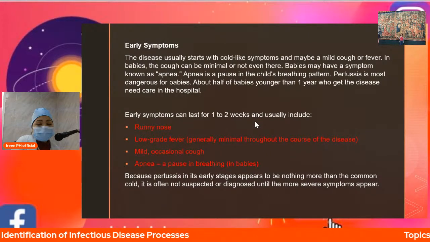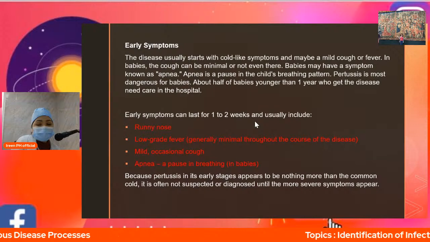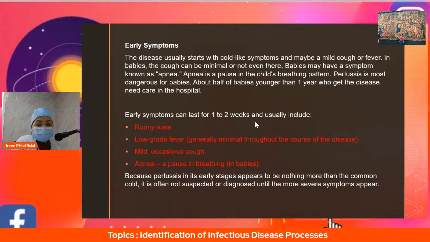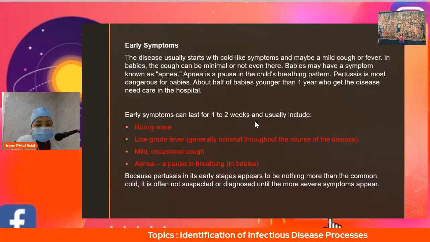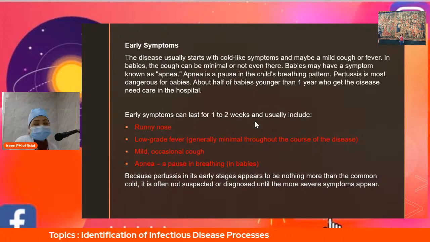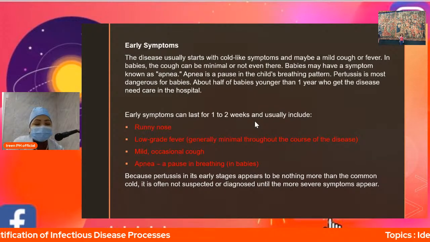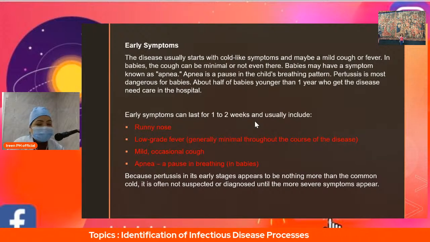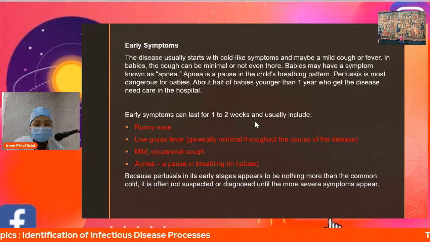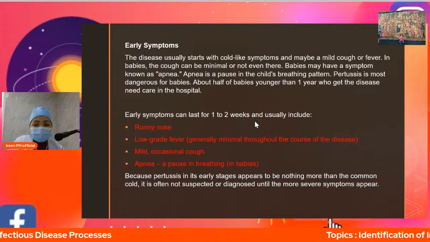Early symptoms can last for 1 to 2 weeks and usually include runny nose, low-grade fever, generally minimal throughout the course of the disease, mild occasional cough, and apnea, a pause in breathing in babies. Because pertussis in its early stages appears to be nothing more than a common cold, it is often not suspected or diagnosed until the more severe symptoms appear.